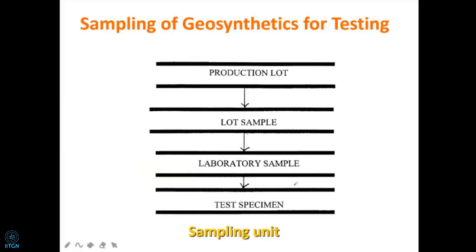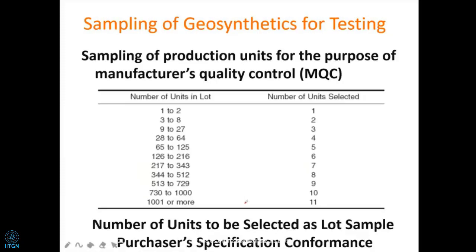Then the other point I have mentioned also is about sampling, the number of tests now. This picture I've shown you earlier also. Normally we got a production lot or supply lot actually, then lot sample, then laboratory sample and the specimen. I hope you remember all of them now. So in this case, what we are going to do is look at the lot. So if you look at the purchaser specification conformance, okay.